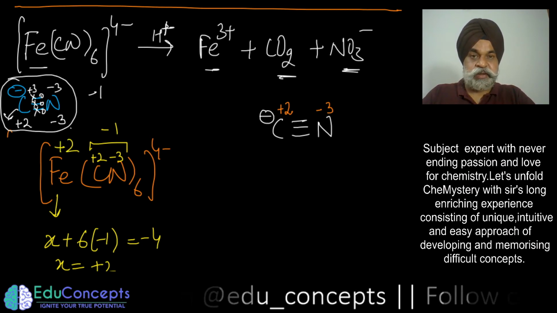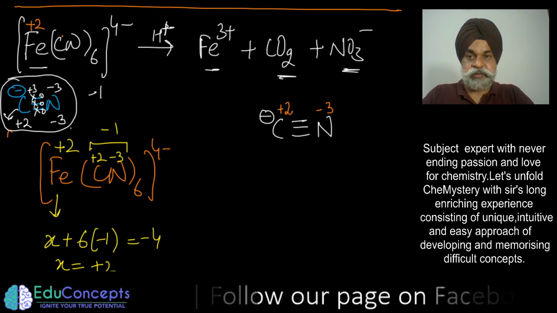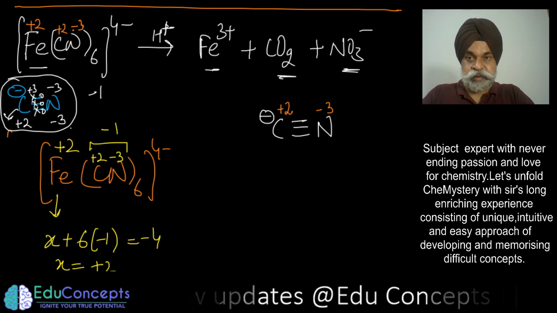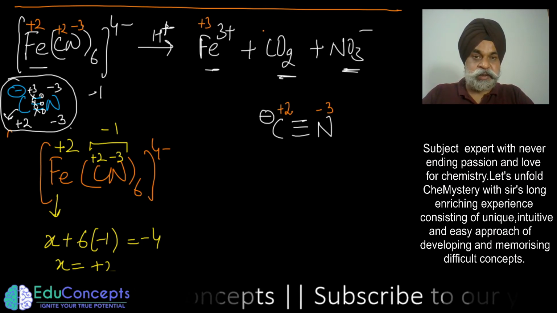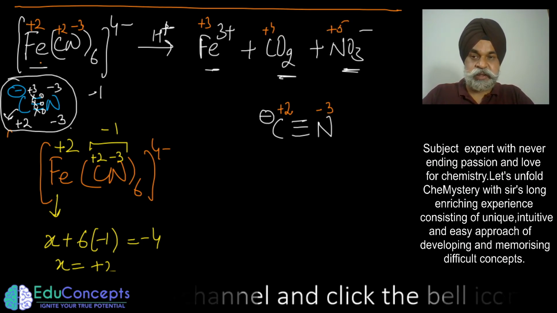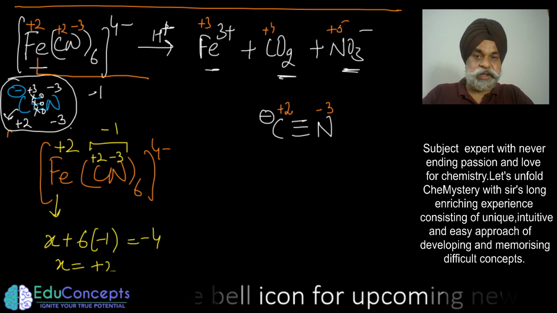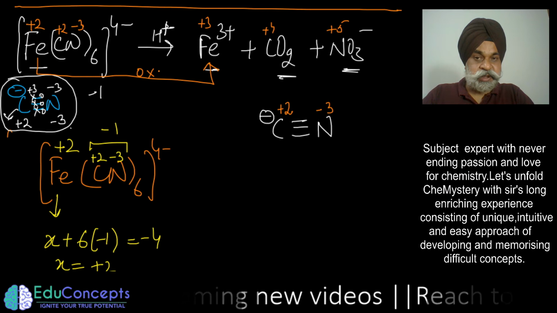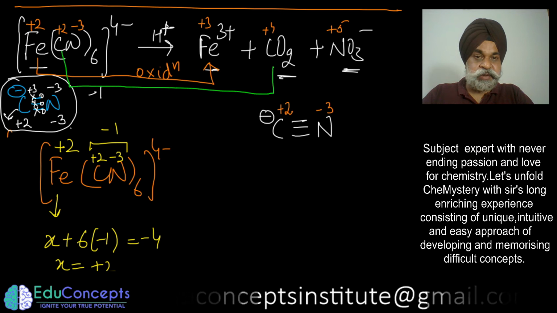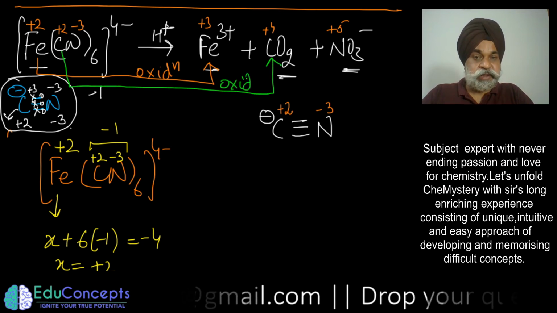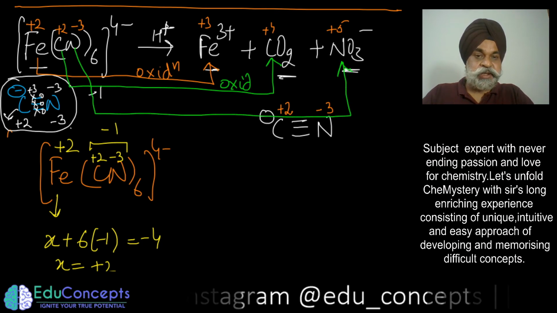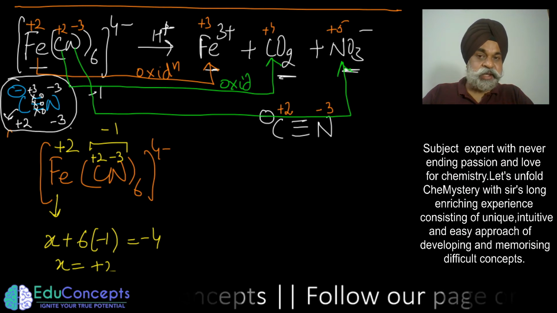If I write all the oxidation states here, it is plus 2, this also is plus 2, this is minus 3. Now you can see this is plus 3, this is plus 4, and this is plus 5. So what you are able to see is that iron is undergoing a change in oxidation state and is undergoing oxidation. Similarly, this carbon is also undergoing oxidation, because its oxidation state is increasing, and this also is undergoing a change in oxidation state, going from minus 3 to plus 5.